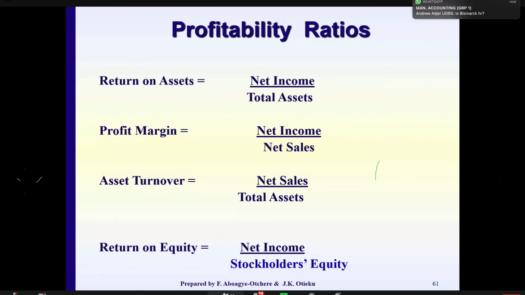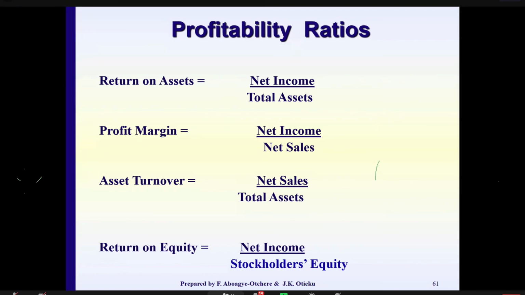So then we have return on equity, and here remember we say that the denominator is shareholders' equity. So we are looking at what belongs to equity holders, and because of that, we should look at profit that is attributable to equity holders. So our net income definition here will be profit after tax.